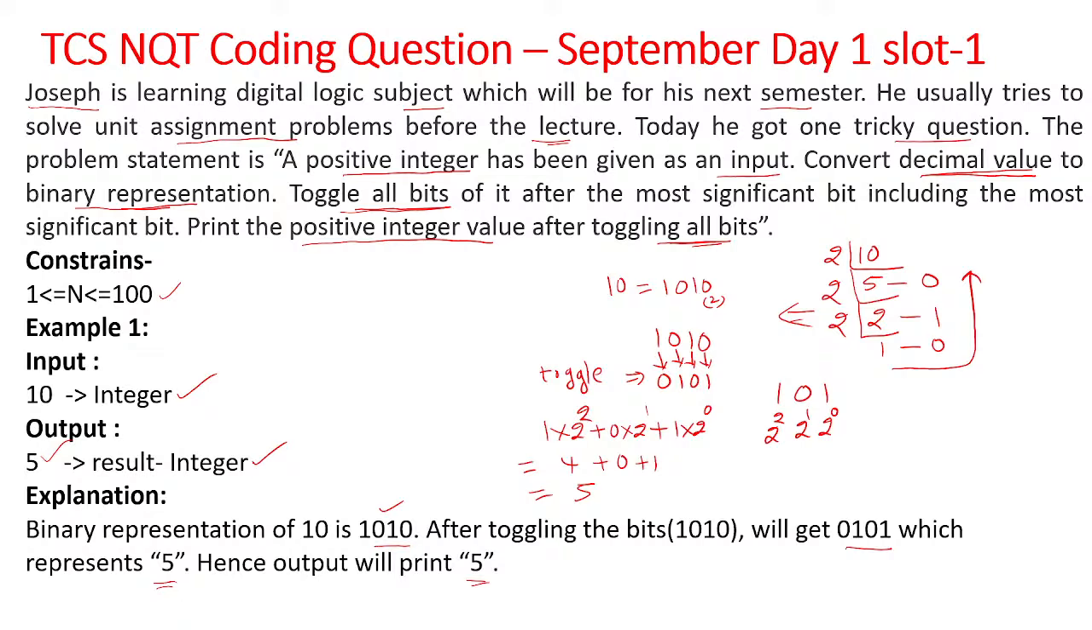Got it? Okay, so let us write the program directly. Binary conversion we will perform. For that we write the program. So what is our main code? In the main code, you need to read an integer value here, int input.